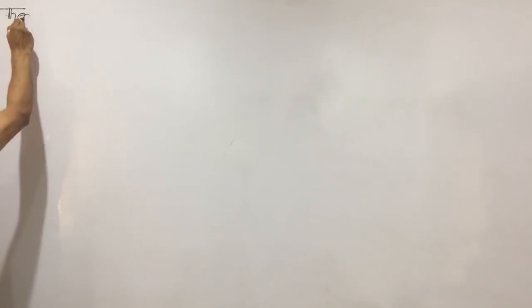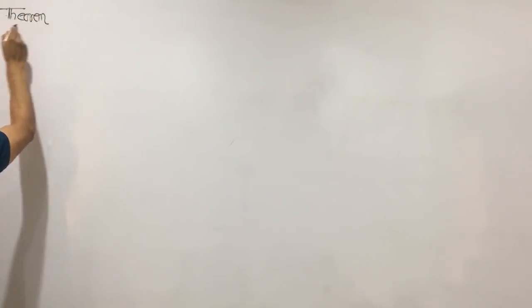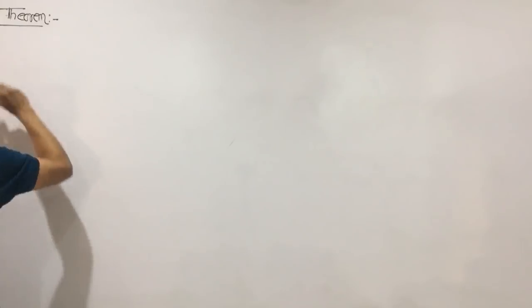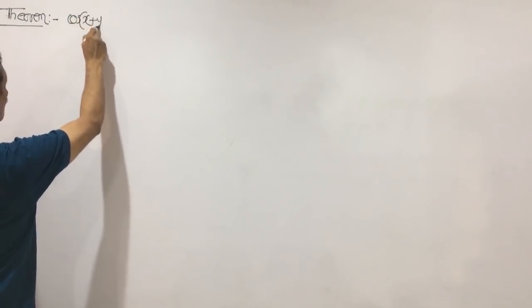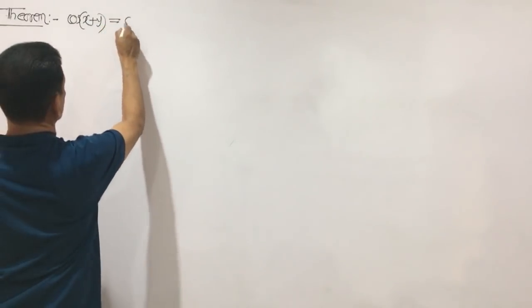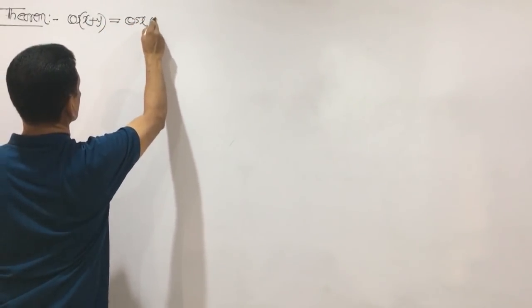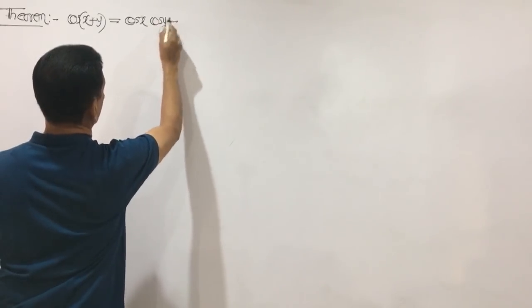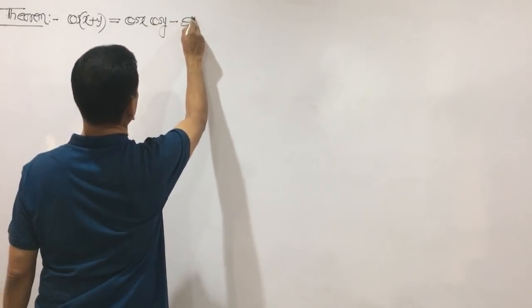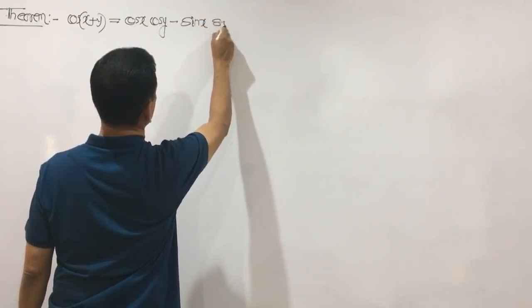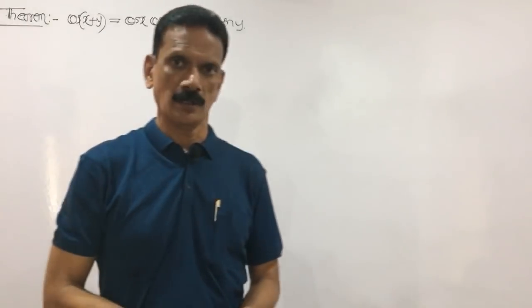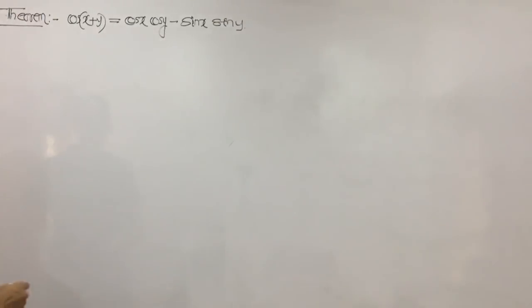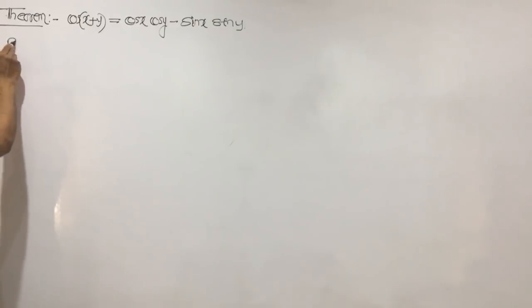So the theorem is: see here, cos of x plus y is cos x cos y minus sin x sin y. This is a theorem. We are going to prove this one. Okay, proof of this theorem.